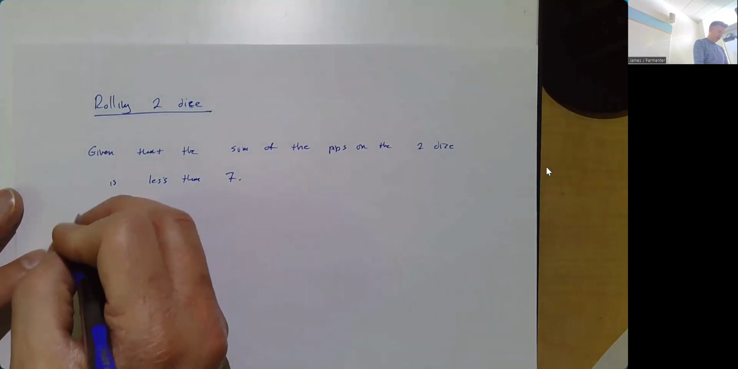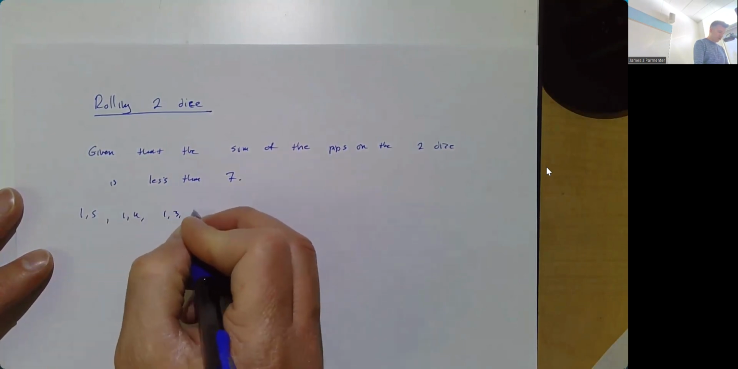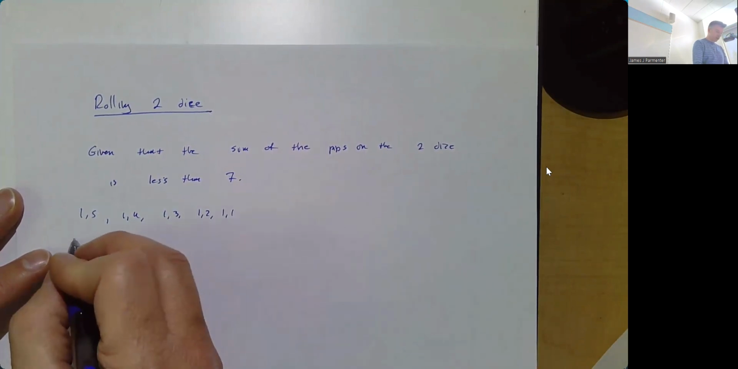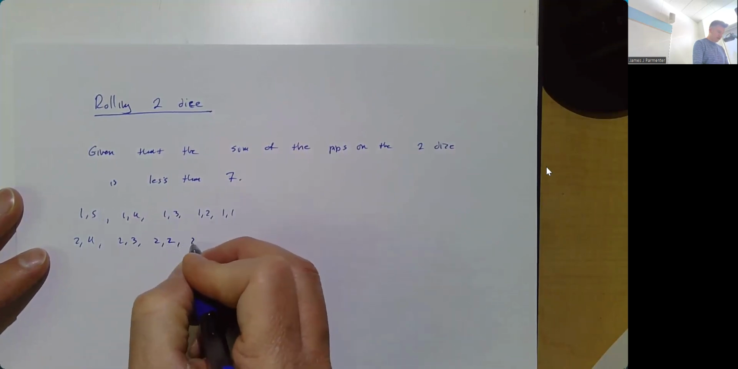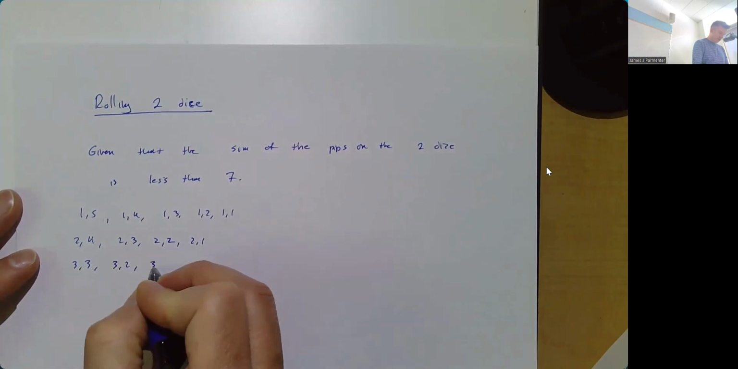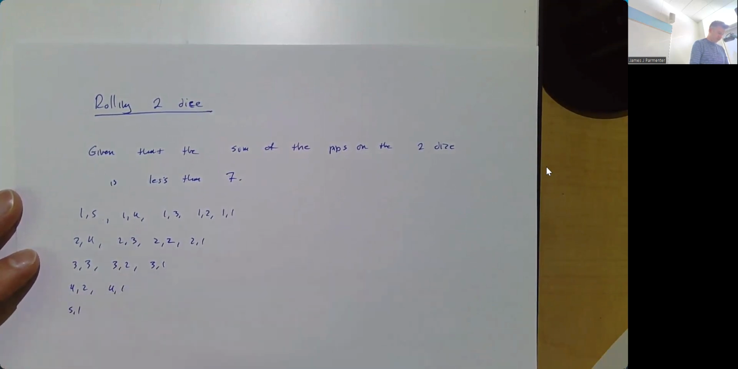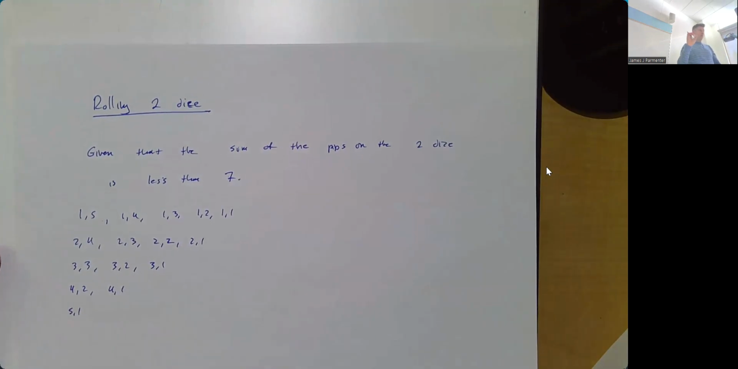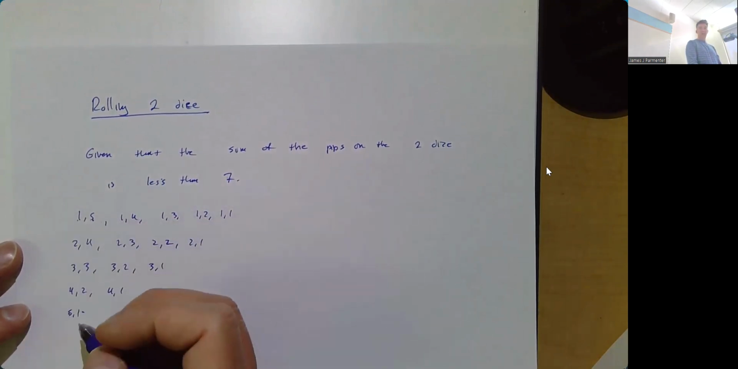So we could have rolled a 1 and a 5, or a 1 and a 4, or a 1 and a 3, or a 1 and a 2, or a 1 and a 1, or a 2 and a 3, a 2 and a 2, a 2 and a 1, or a 3 and a 3, a 3 and a 2, a 3 and a 1, or a 4 and a 2, a 4 and a 1, or a 5 and a 1. Normally we wouldn't write all these out. To make this easier on my brain, I imagine the two dice being different colors. The first die is red, the second die is green. So a 1-5 is different than a 5-1.